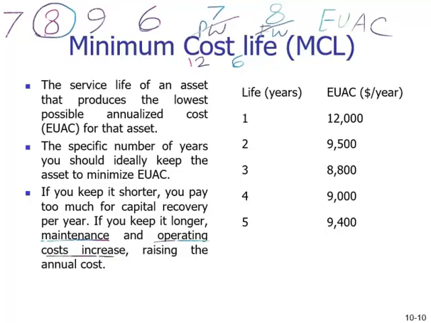Here is an example. If you keep the asset for 1 year, EUAC would be 12,000. Now you ask, how are we supposed to calculate EUAC? You already know it. Just the same way we discussed all the examples before regarding calculation of EUAC, EUAB, EUAW.